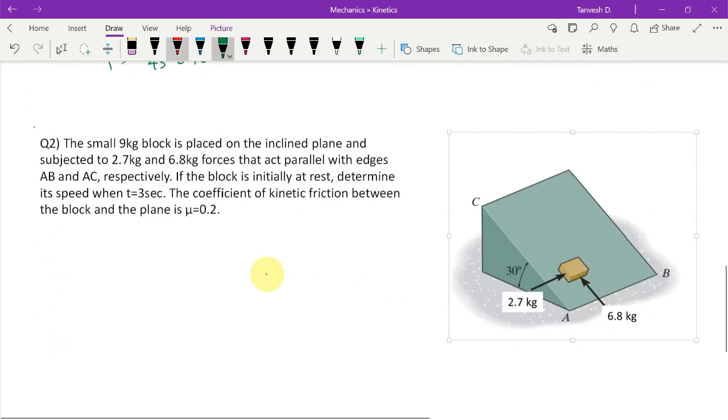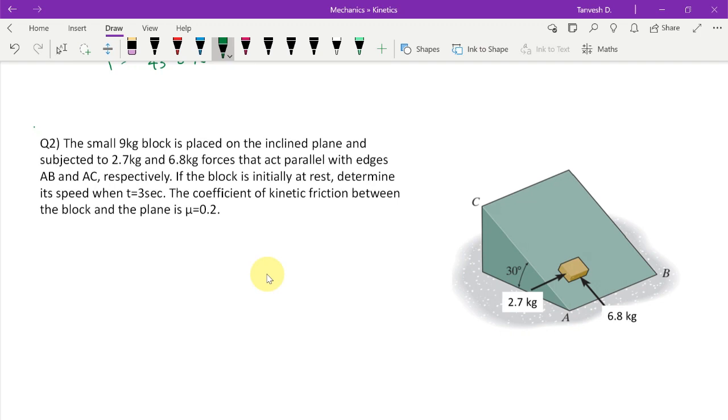Let us solve the next numerical. What is given in the question is, a small 9 kg block is placed on the inclined plane and subjected to 2.7 kg and 6.8 kg forces. Now the forces, obviously these are not the units of forces, but sometimes we do have something called kgf. It means if a force is expressed in kilograms, then it is generally written as kgf. So this is the force by which it is being pushed. We will definitely convert this into newtons.